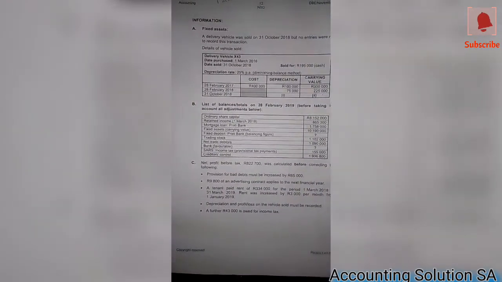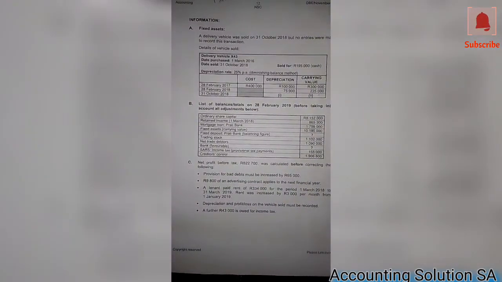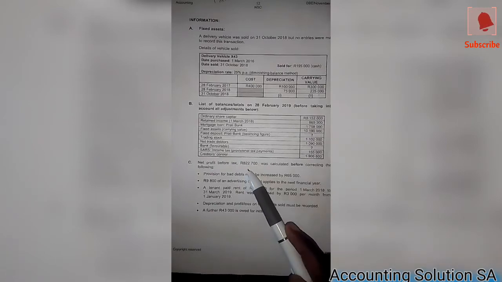Then let's go to this question. They said the net profit before tax is 822,700, calculated before correcting the following, which means that the following balances are the ones that we are recalculating. The first balance that we have to start with is the net profit before tax.